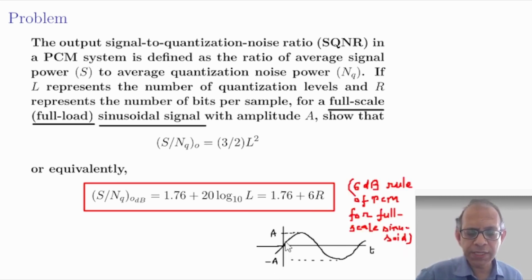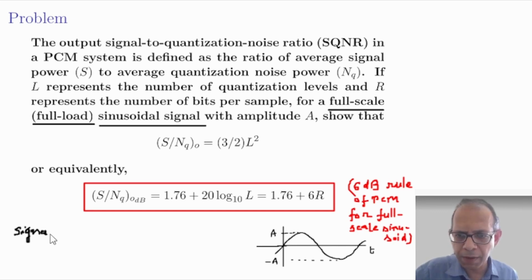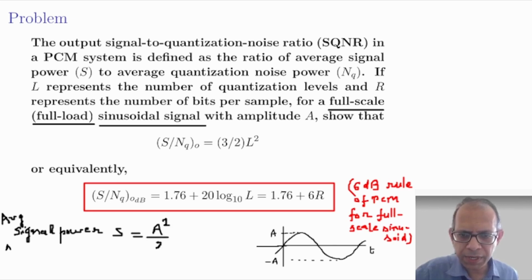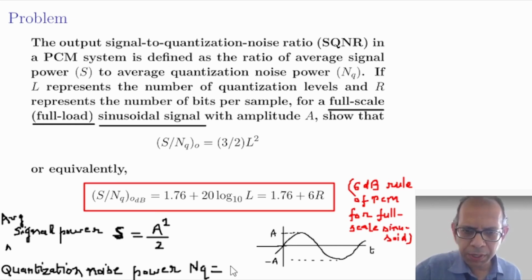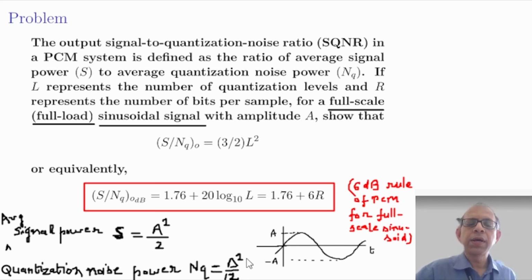Now what do we mean by a full scale sinusoid? A full scale sinusoid is one with equal positive and negative peaks. So this is a full scale sinusoid with the positive peak as A and negative peak as minus A, so that the dynamic range of the signal is 2A. We know that for such a sinusoidal signal, the average signal power S is equal to A square by 2. It's a well-known result. And the quantization noise power NQ is equal to delta square by 12. This is the quantization noise power for PCM, assuming uniform quantization.